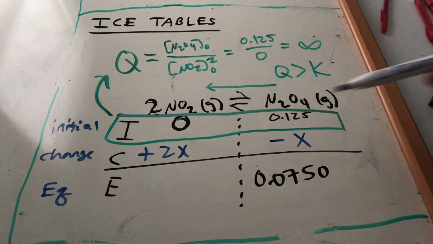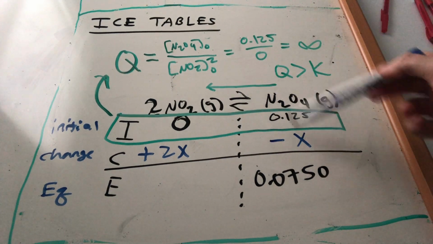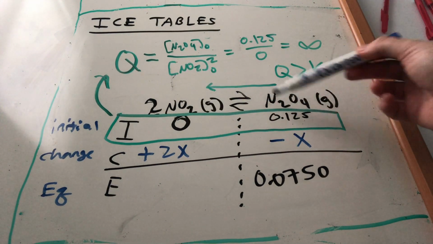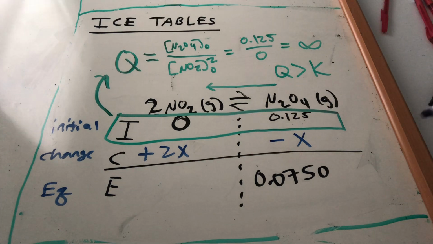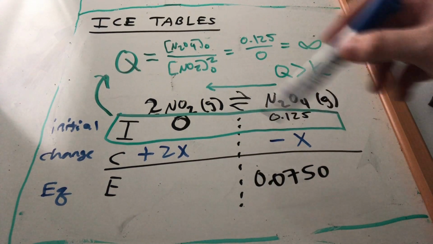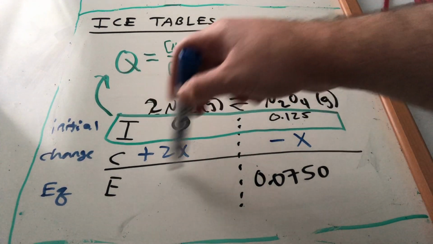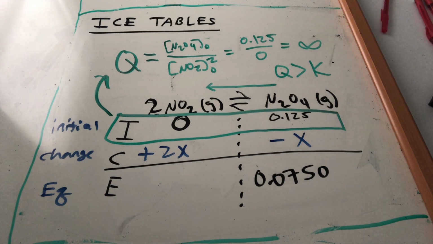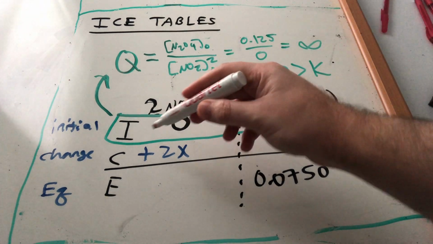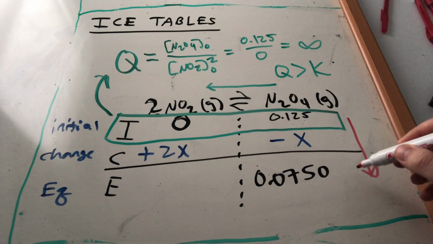Now you can fill out the change, and you're going to use X's here. And you're going to decide based off the stoichiometry, this is a minus X and this is a plus 2X. On these dashes, the reason I like to put dashes here is just to do a quick little check. On one side, you should see all negatives, and on the other side, you should see all positives. So then how do we get E? So our equilibrium line is always I plus C equals E.